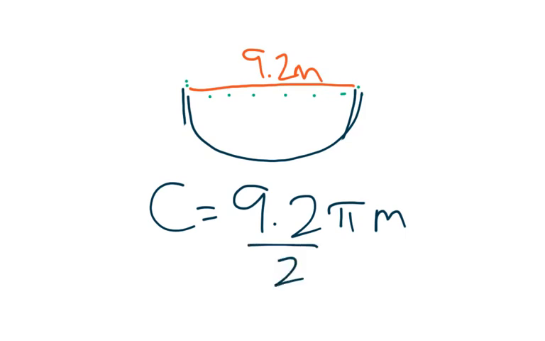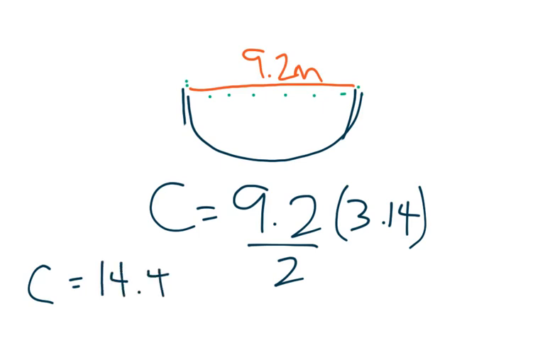And then even more than that, we know that they told us to use 3.14 instead of pi, so we have to take 9.2, divide it by 2, and then multiply it by 3.14. And when you do that, you get that the circumference is 14.44444. But we're going to round it because I know that they're rounding their answer. So we're just going to leave it at 14.4 meters.